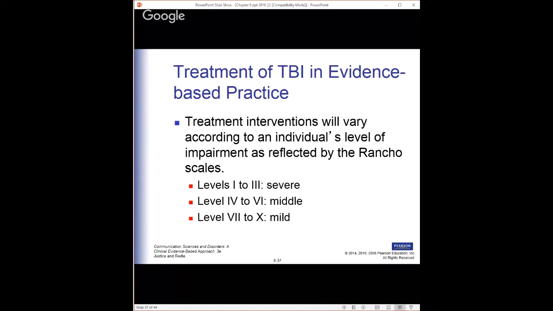So initial communication systems may use a picture board to which the client can point to indicate things like bathroom or water or food. And clients are going to need much structure and assistance from the therapist in this phase, as they're still highly distractible and are frequently agitated or even aggressive.